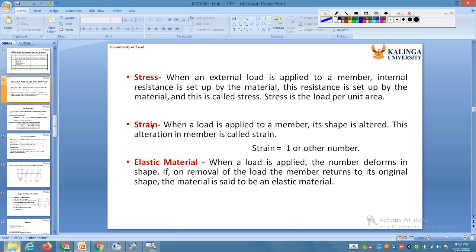So stress, strain, elastic material, you all know very well. Stress is ratio of load per unit area, or load upon area. We defined it as stress. Strain: whenever load is applied, stresses are developed. Ratio of change in length to original length is strain.